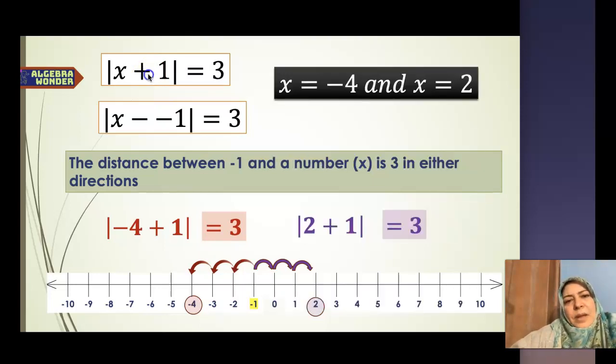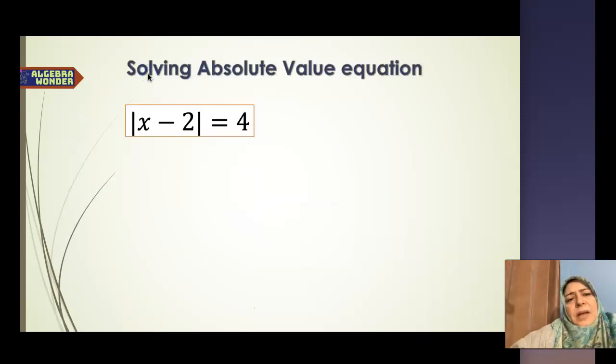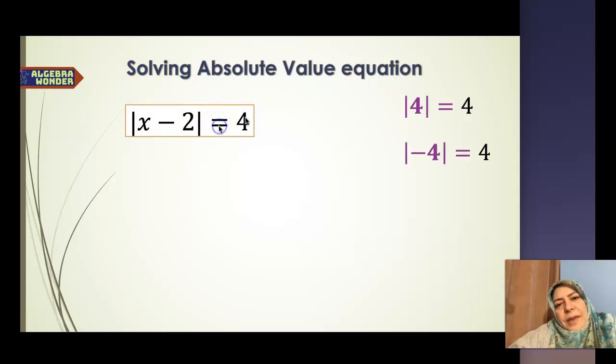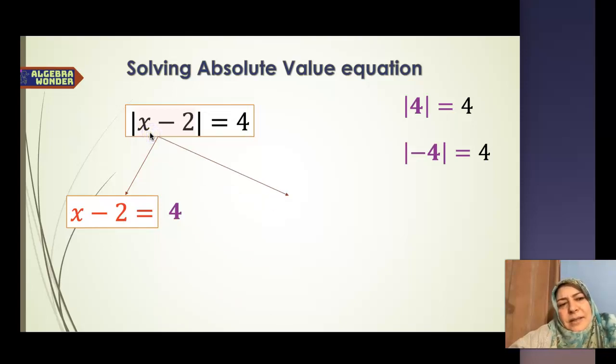Why? Let us see how I can solve this without drawing the number line. Absolute value of x minus 2 equal 4. I know that the absolute value of 4 is 4. Absolute value of negative 4 is also 4. So this quantity inside, which is x minus 2, can be 4, because absolute value of 4 is 4. Or this quantity inside, x minus 2, can also be negative 4, because absolute value of negative 4 is also 4.